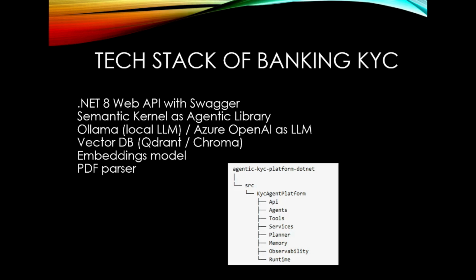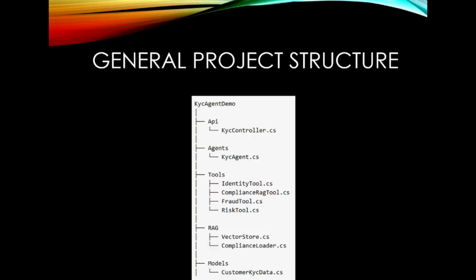In this video, we will cover the APIs, agent, tool, services, and the memory. Observability and some other things will be covered in the part 2 video, so that will be back to back. Because if I put everything in one video, it will be very lengthy. General structure, API, this is a controller.